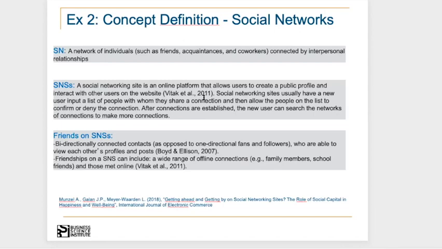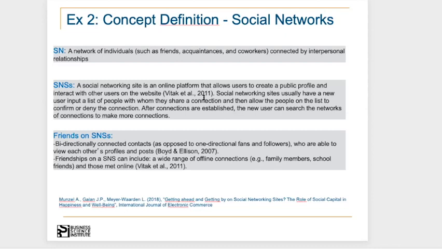Social networking sites usually have a new user input a list of people with whom they share a connection, and then allow the people on the list to confirm or deny the connections. So we can accept or deny. After connections are established, the user can search networks of connections to make even more connections. This is what you find on Facebook. You connect with a friend, or on LinkedIn. Then you can look at the other acquaintances and links to enhance even more your network.